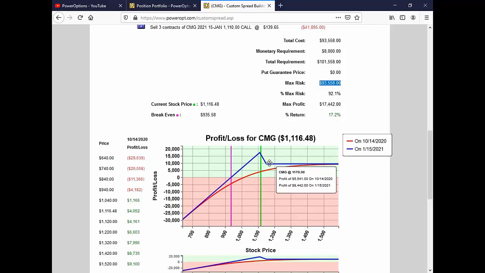So if CMG keeps going up, you could still make $5,000. Octavio, with this ratio spread, you've negated the naked option which carried the infinite risk to the upside in that case. And of course, you still have the 3 short calls here, one that might obligate you to deliver your stock at 1110, and then the 2 other short calls that are combined with the 2 long calls as a bear call credit spread, 2-2.